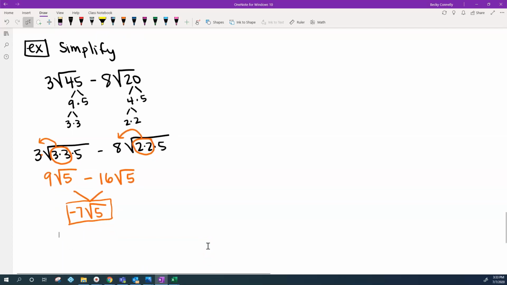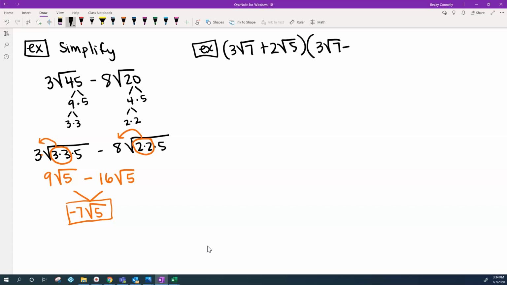All right, so remember, if you can, try and simplify them so that you can add or subtract them together. Okay. All right, let's look at one like this now. So if I have 3 square root of 7 plus 2 square root of 5, that's in one parenthesis, and that's all multiplied by 3 square root of 7 minus 2 square root of 5.